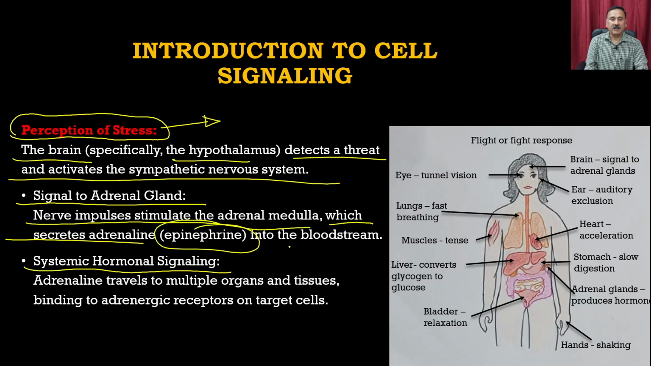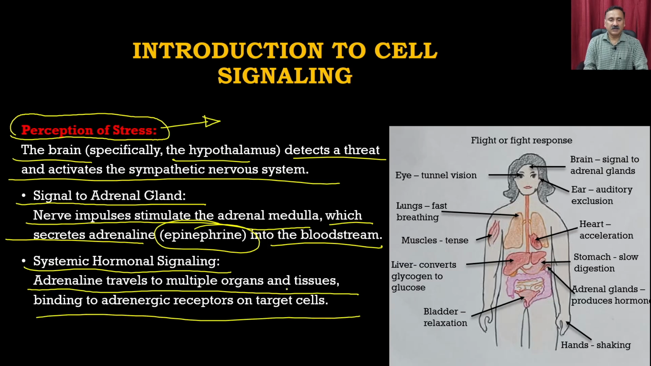epinephrine, right? And that epinephrine is going to ask you to decide whether you want to fight or whether you want to flee, because accordingly the body is going to prepare the muscles, the blood pressure and those kinds of events, and that's how it controls those events. So then adrenaline travels to multiple organs and binds to the adrenergic receptor on the target cell, and that's how it prepares the body for the different types of threats.